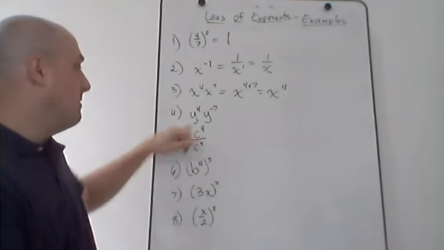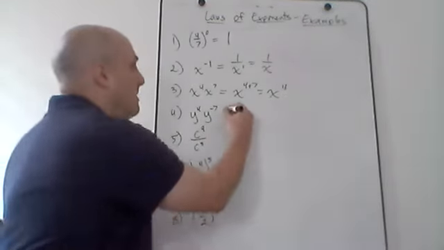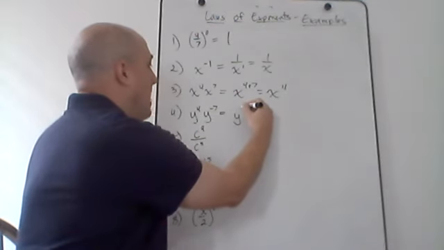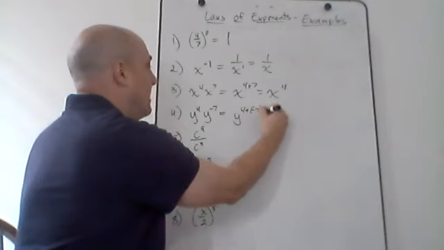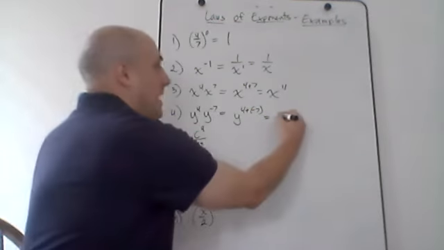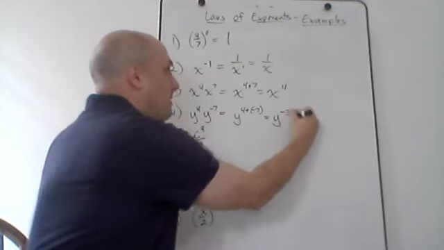Alright, similar one for number 4, y to the 4th times y to the -7th power. That's going to give me y to the power of 4 plus -7. So what is 4 plus -7? Well, that's -3. So I end up with y to the -3 power.